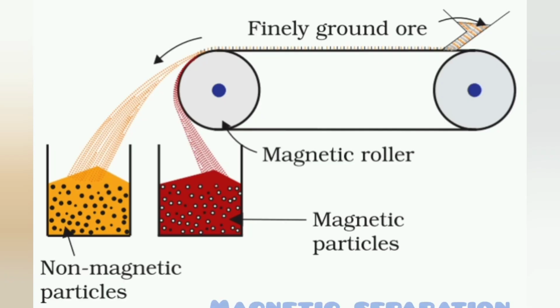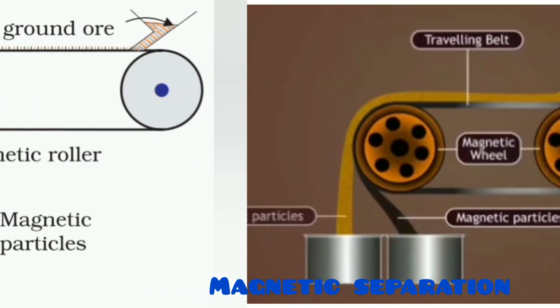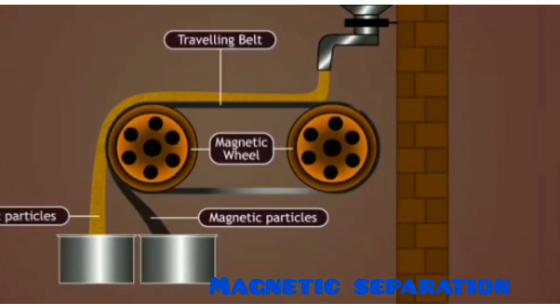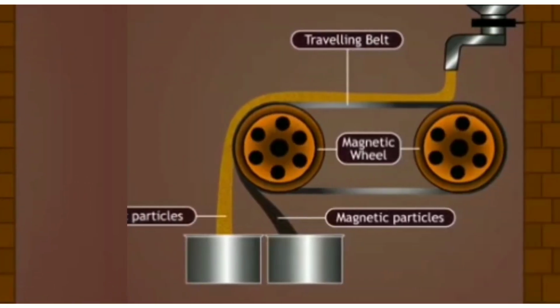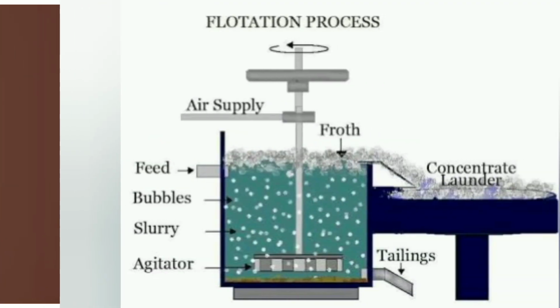Now let us see the next method, magnetic separation, where the finely powdered ore is placed on the magnetic roller. The particles which are magnetic in nature are attracted by the magnetic wheel and fall towards it, while the impurities which are non-magnetic fall apart.